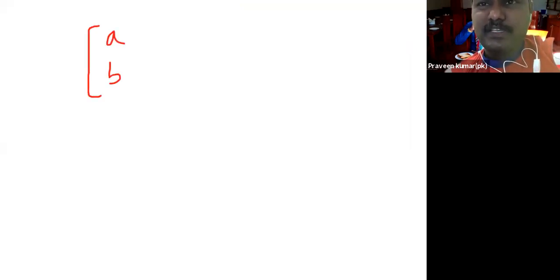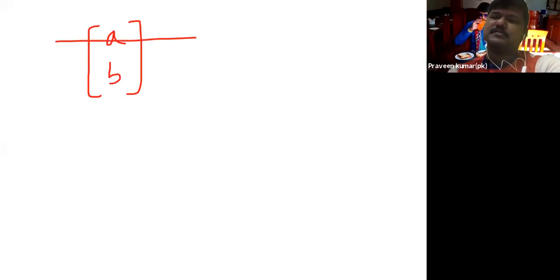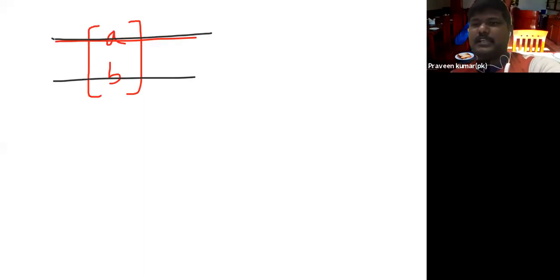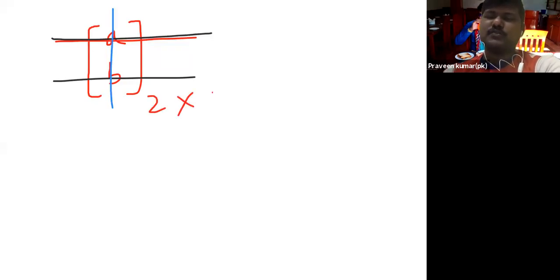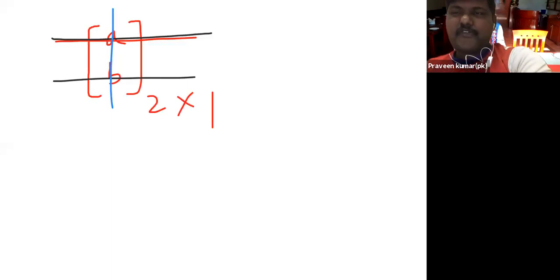What is the order of this matrix, dear students? Yes. Correct. 2 rows, 1 column. So the order is 2 cross 1. Now everyone understood? No confusion?